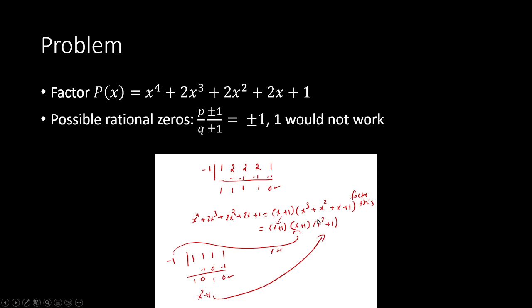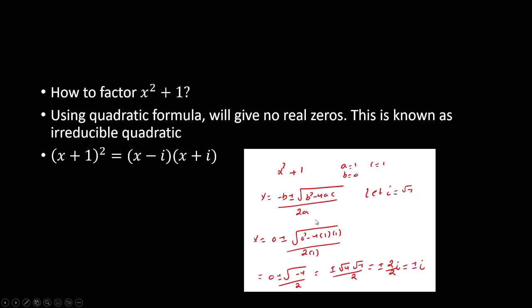What are we going to do with this one, this x squared plus 1? If you use the quadratic formula, it won't give you any real zeros, because right here you get negative 4.